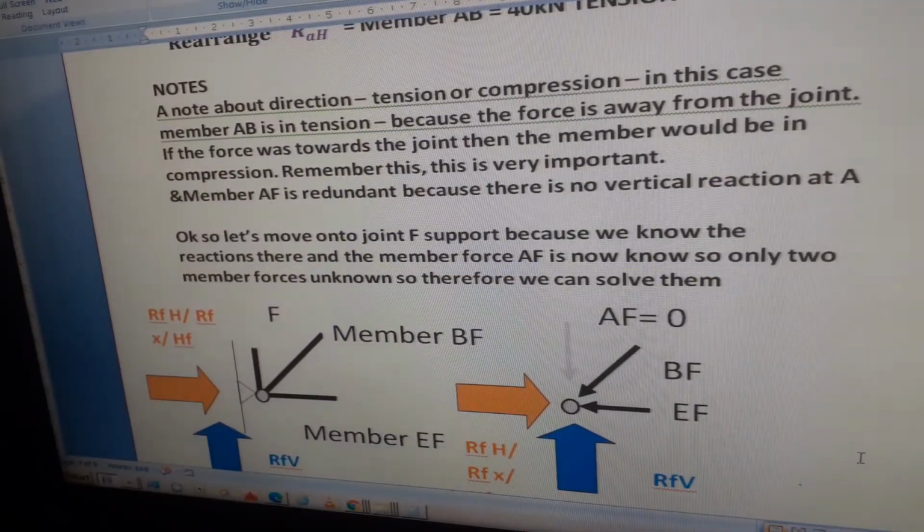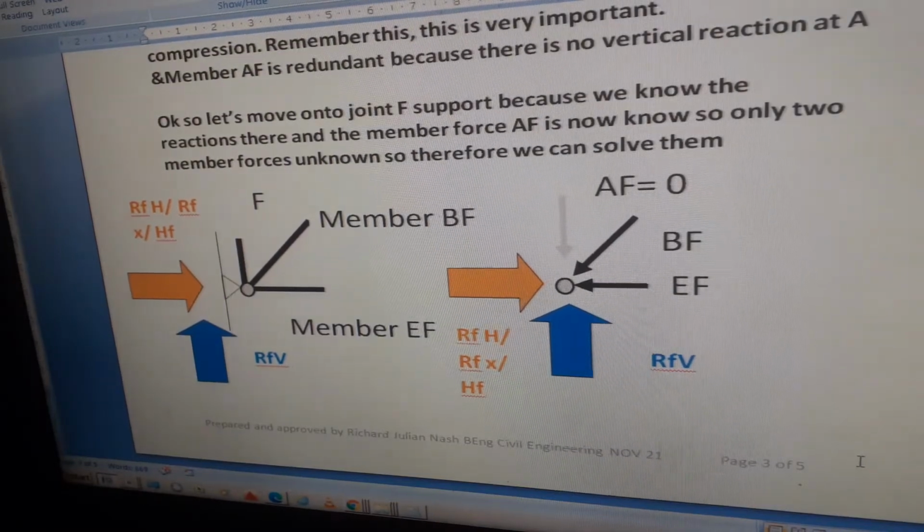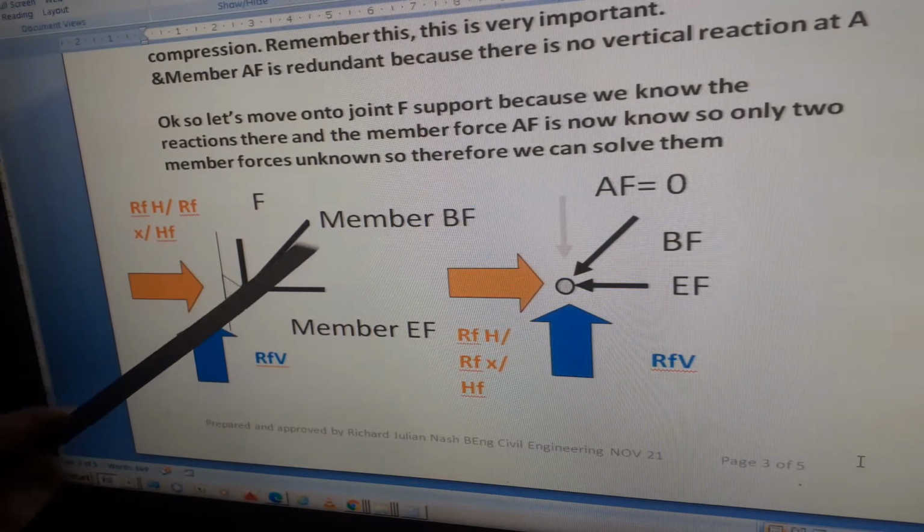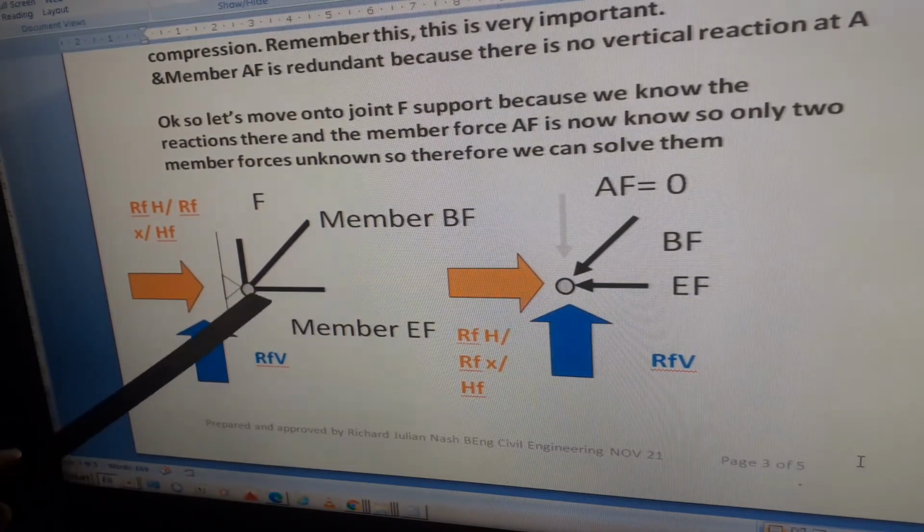So let's move on to joint F, the support, because we know the directions there and the member force AF is now known. So only 2 member forces are unknown, and therefore we can solve it. Here's the arrangement diagram on the left. We've got the pin joint, with AF here, BF here, EF here.